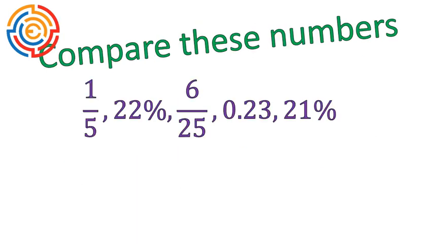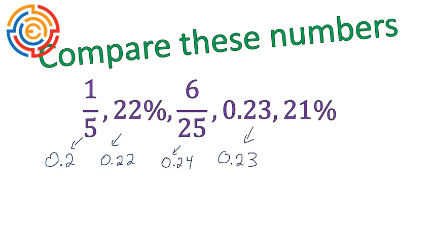Now we're going to put all of this together. When we're asked to compare a list of numbers that has fractions, decimals, and percent, the easiest thing that I find to do is to convert each number into a decimal, and then we can better compare them. There is all of our numbers as decimals. Now we can compare those numbers and order them.